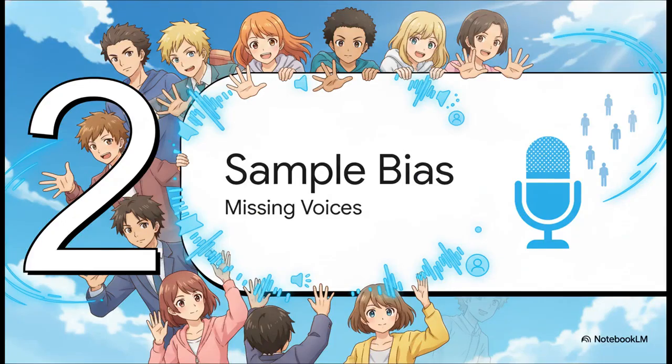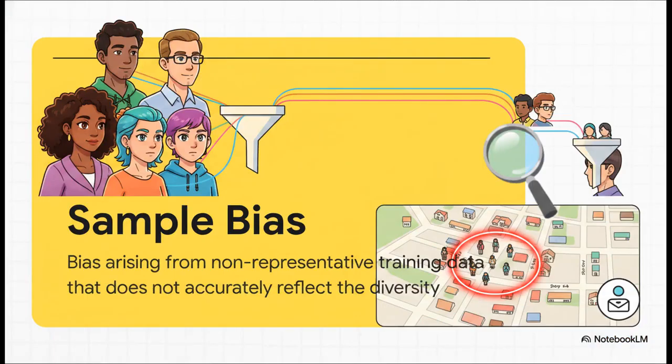Moving right along to step 2, sample bias, missing voices. Okay, so this is a foundational issue. Sample bias happens when the training data just isn't representative of everyone. Think of it like trying to find the absolute best restaurant in your city, but you only ask people living on one single street. The math might be flawless, but your results definitely won't reflect the whole town. In the AI world, if the data doesn't mirror the diversity of the target population, the model is literally missing key voices right from day one.